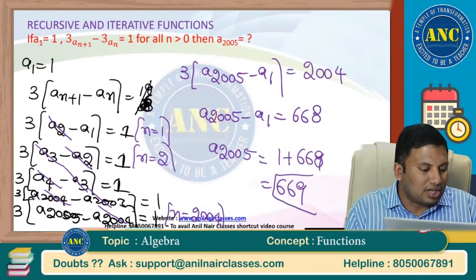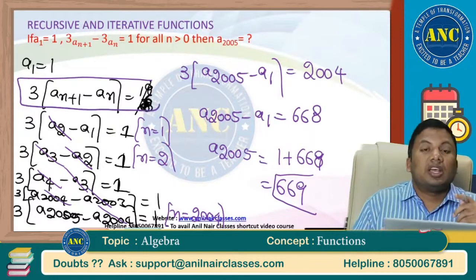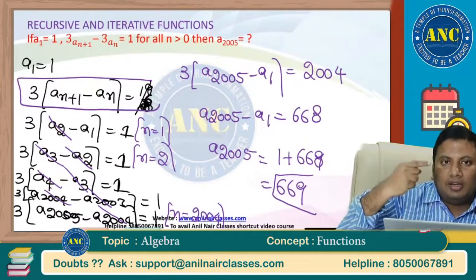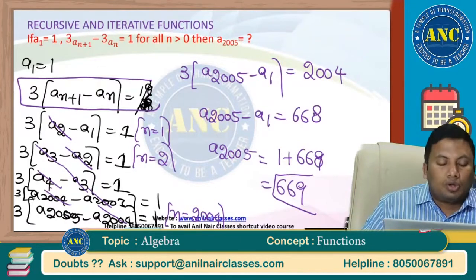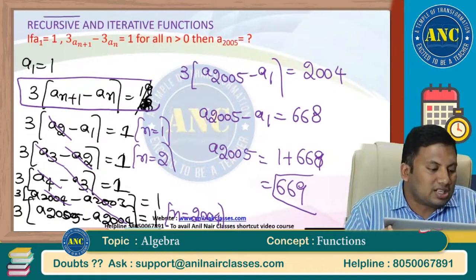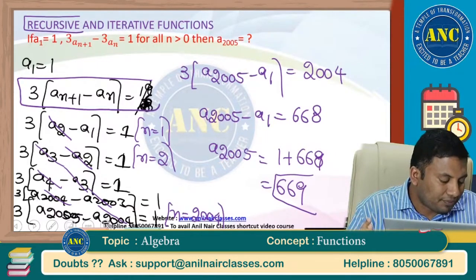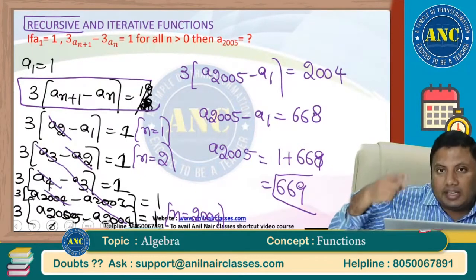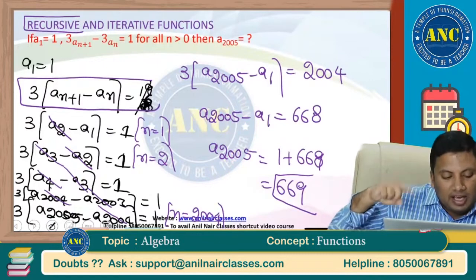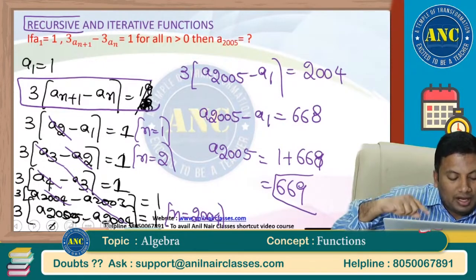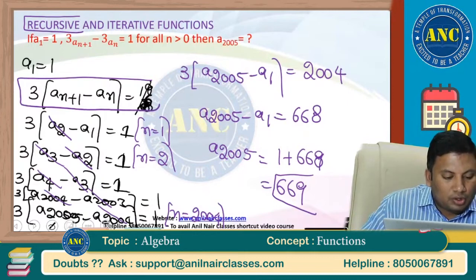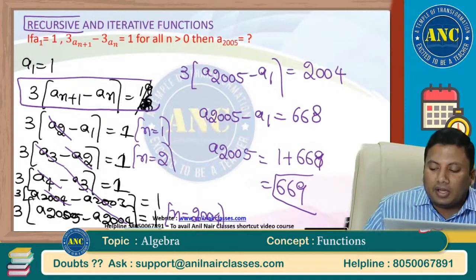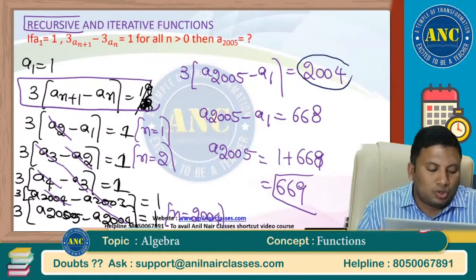The same function I am using repeatedly for n value 1, n value 2, n value 3, n value 4 and so on up to n value 2004. So this is a classical example of a recursive function, where a function is being used repeatedly with consecutive values of n. N value 1 to 2004, 1, 1, 1, 1 added 2004 times. So it is 1 into 2004.